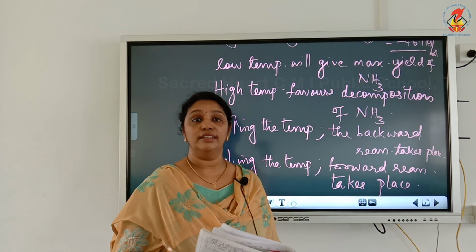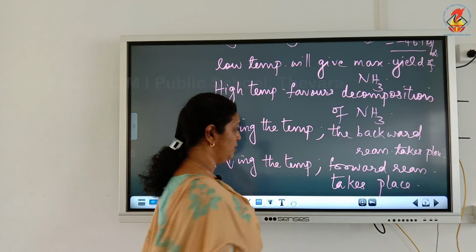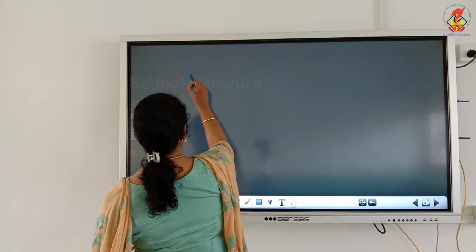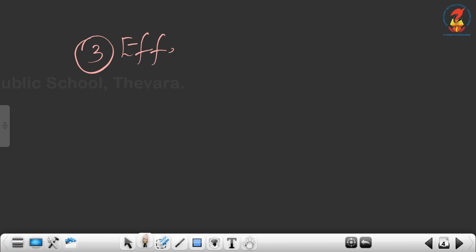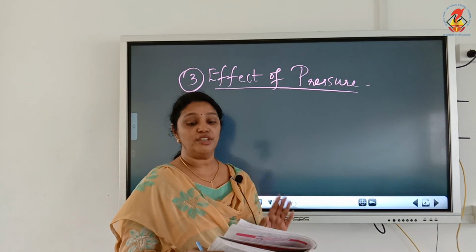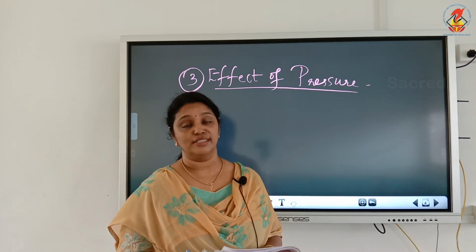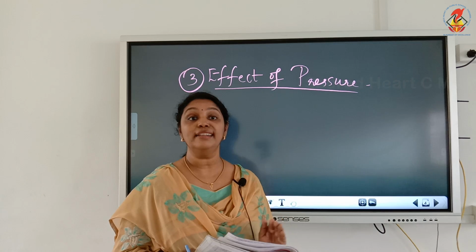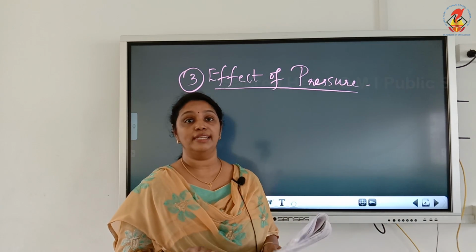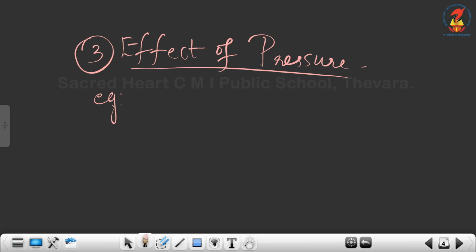Now, next, the third factor, that is the effect of change of pressure on equilibrium of a reaction. So, the third factor, number 3, effect of pressure. Now, this effect of pressure is applicable, or significant, in the case of gaseous reactions, meaning the reactants and products are in gaseous state. So, I am going to write again the example, that is the formation of ammonia molecule.